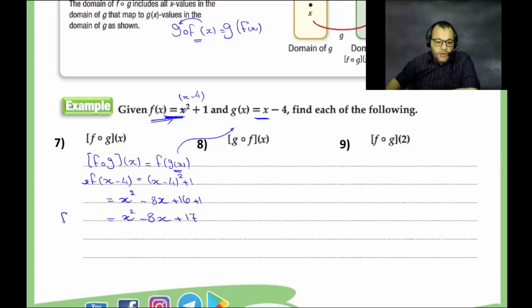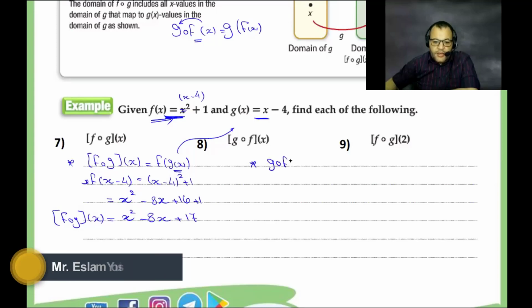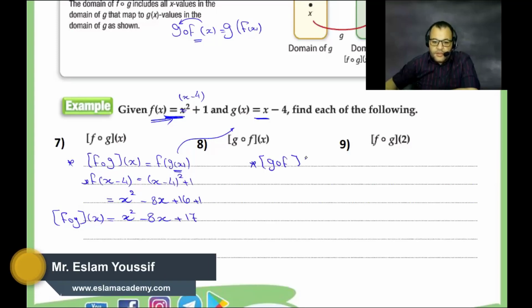So that is the meaning of f composite g of x. Any problem for this one? No. Okay.